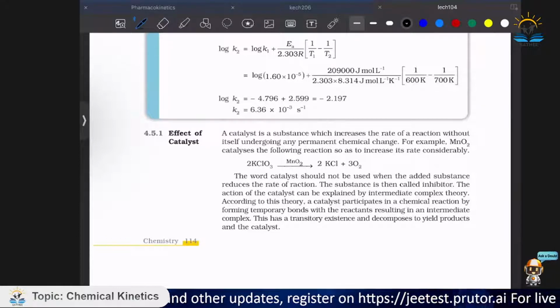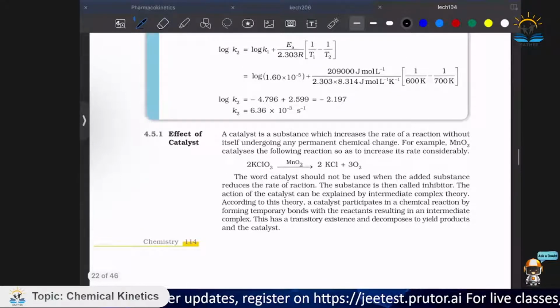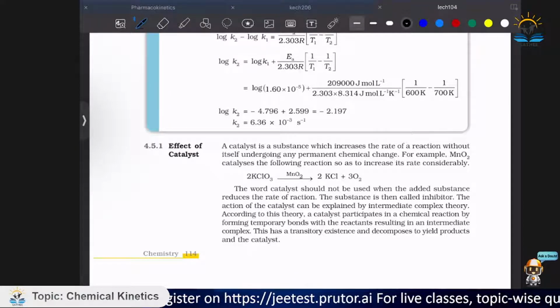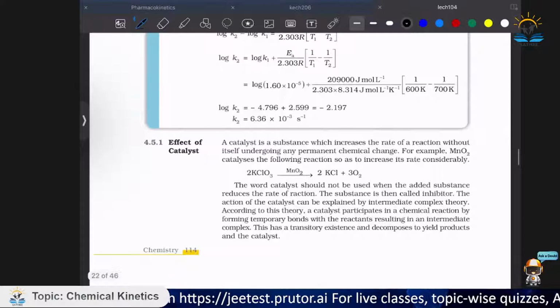Some industries, like all the industries, exploit this effect of catalyst.